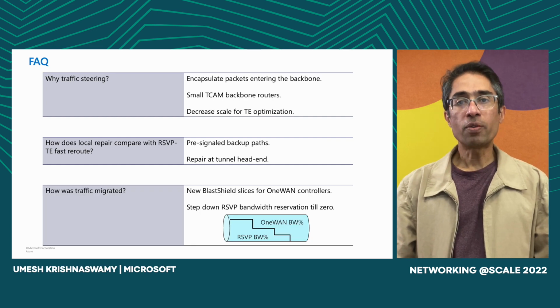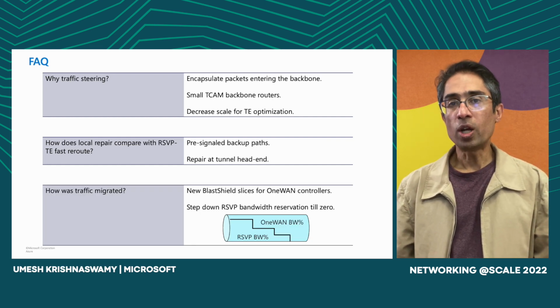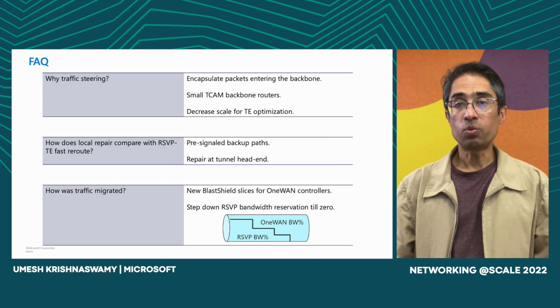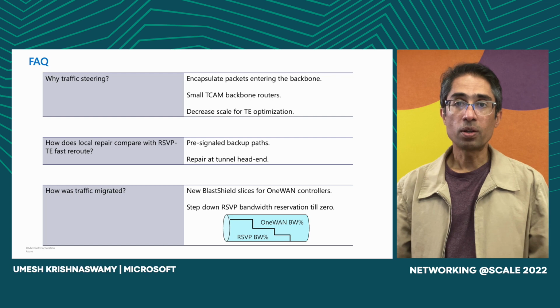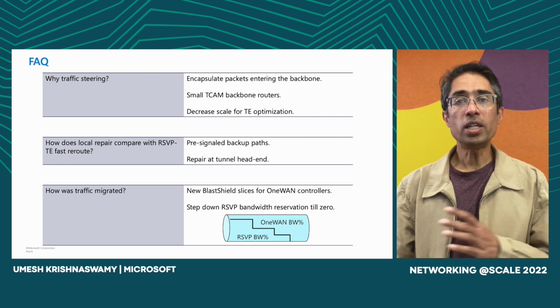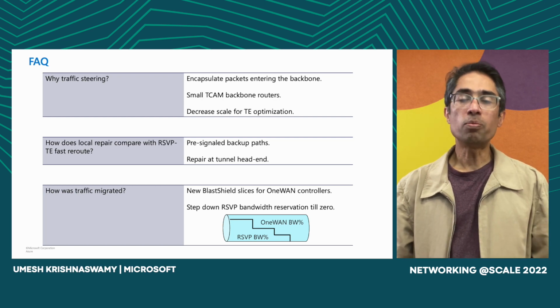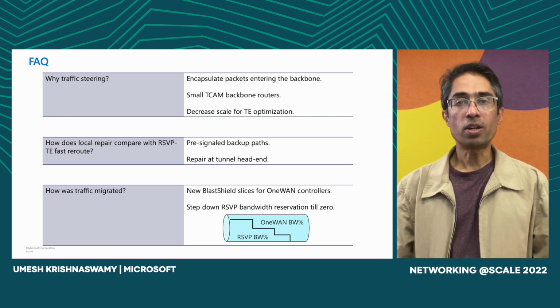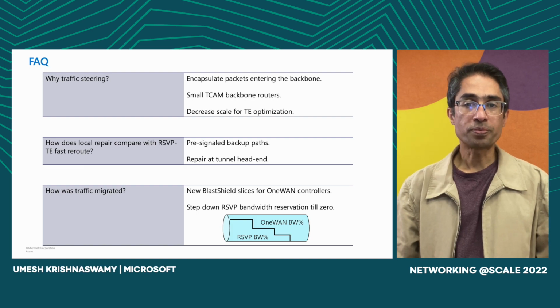Now, migrating from two WANs to one WAN in a live network is like changing an aircraft engine while it's flying. We used new blast shield slices for OneWAN controllers, and we gradually stepped down the RSVP bandwidth to match the traffic migrated to OneWAN.